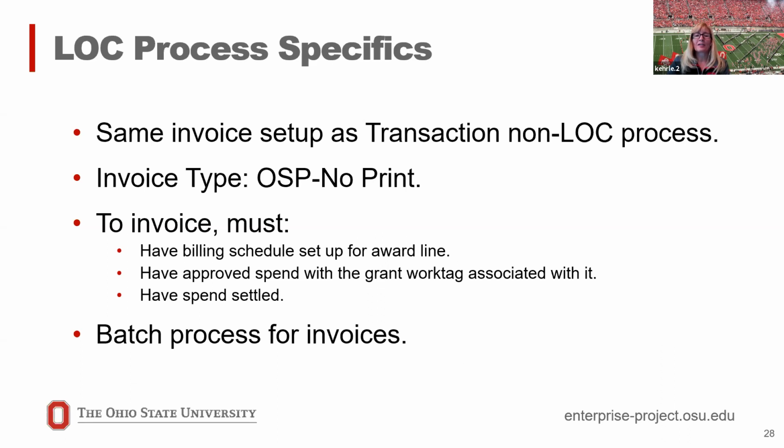And just as with all of our awards to invoice with any of the billing types that we're talking about today, the bill schedule must be set up for the award line. The spend must be associated with the grant and the grant work tag and that fund. If you want us to bill it to the sponsor, it must have the FD 520. The spend must be approved and settled within the university's process.